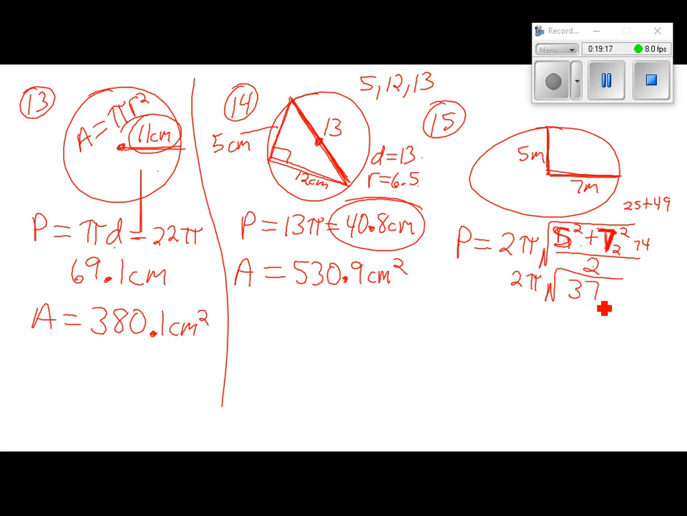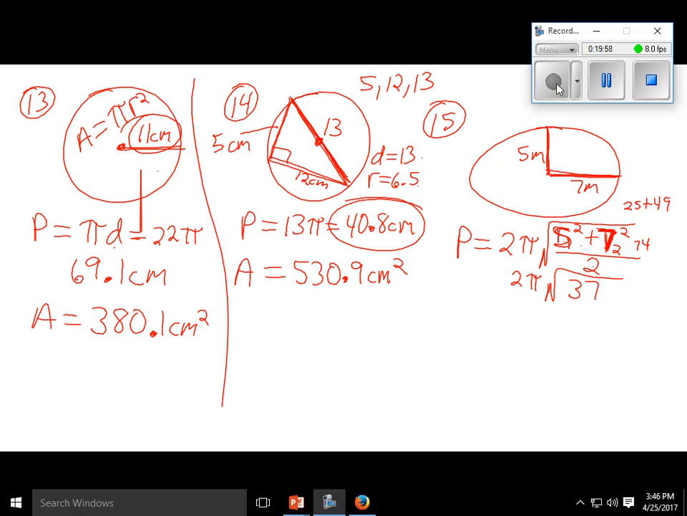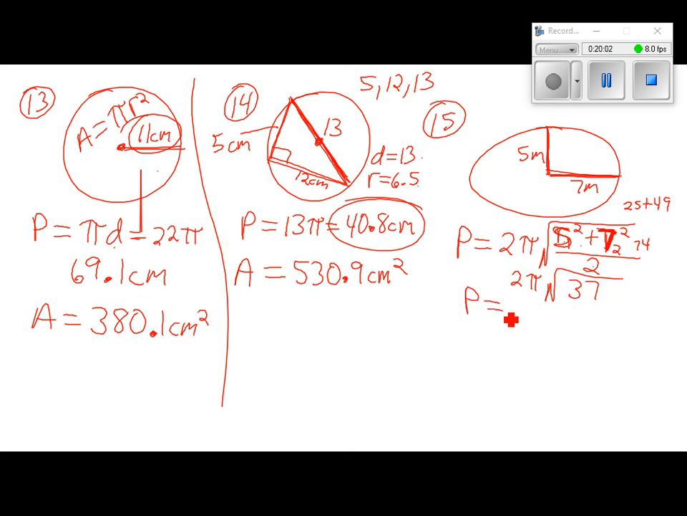And if you take 2 times pi times the radical 37, you can punch all of that right into your calculator: 2 times pi times the square root of 37, and you end up with a perimeter that's about 38.2 meters.